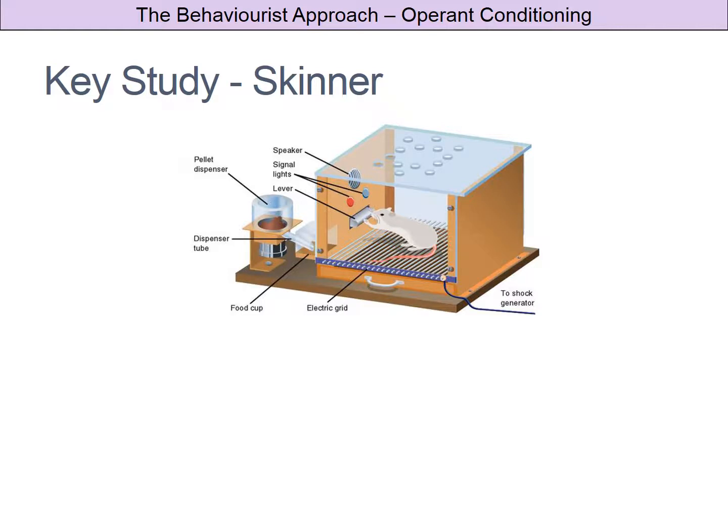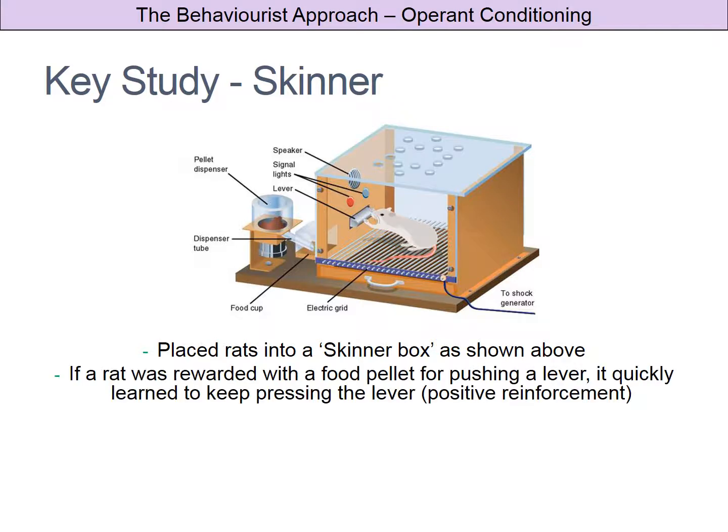So the key study that goes along with operant conditioning was carried out by Skinner, and he used a box similar to the one here you can see in the diagram, and he would put mice in the box, or rats in the box, and it's known as a Skinner box, it's named after him. And then one of three things would happen.